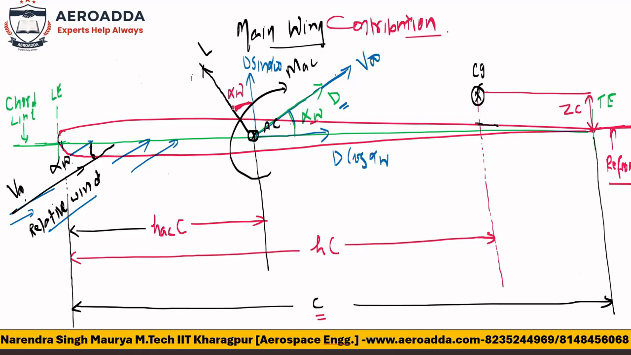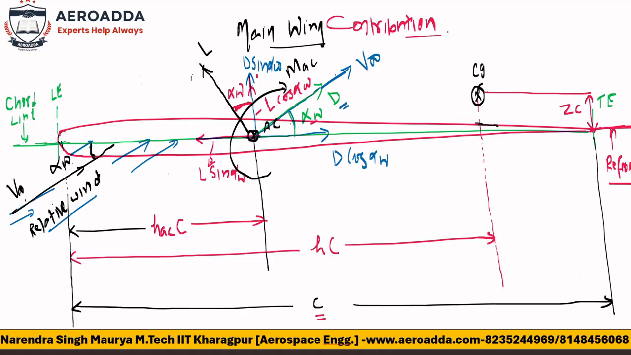Now this L, which is the lift, I can resolve here. So there will be two components of lift: one in the vertical direction, which will be lift L cos alpha w, and one this side, which will be lift L sine alpha w. I hope it is very clear to all. This is the one thing.